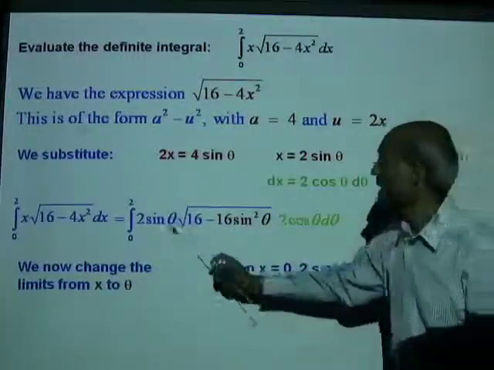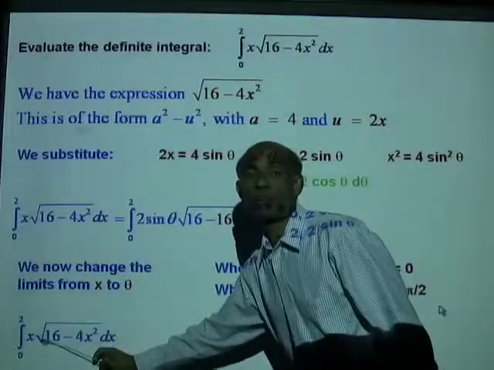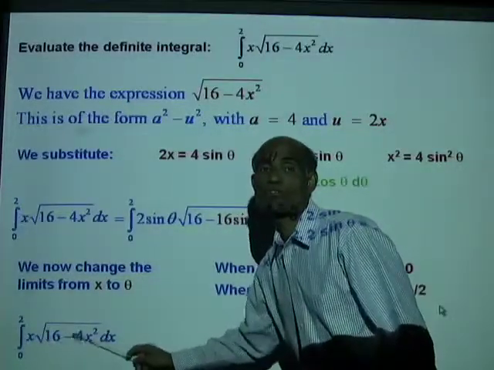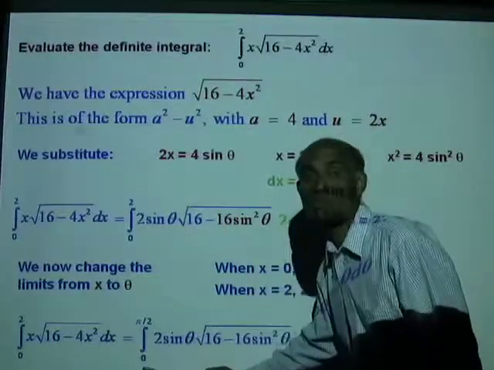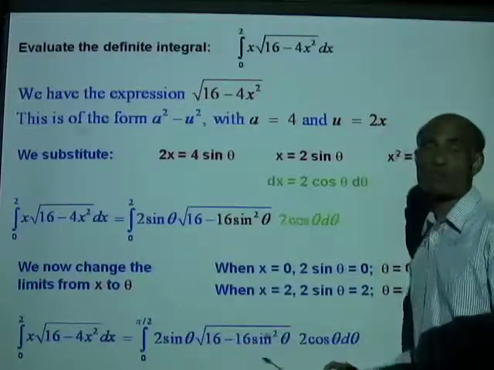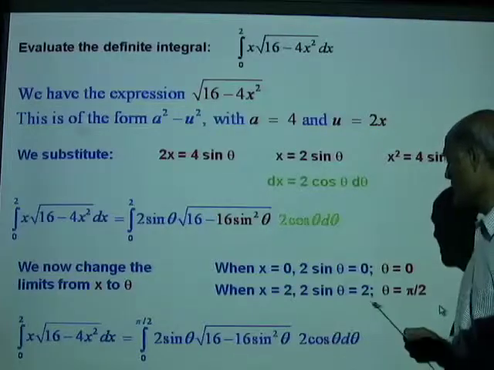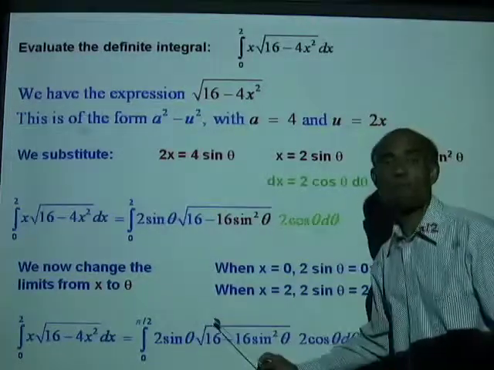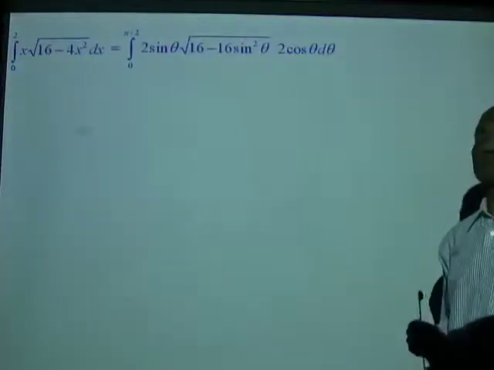Alright, let's do that. This has now become integral 0 to 2 of x square root 16 minus 4x squared dx, now becomes integral 0 to pi by 2 of 2 sine theta square root 16 minus 16 sine squared theta times 2 cos theta d theta. And we simplify this so that we can integrate it.